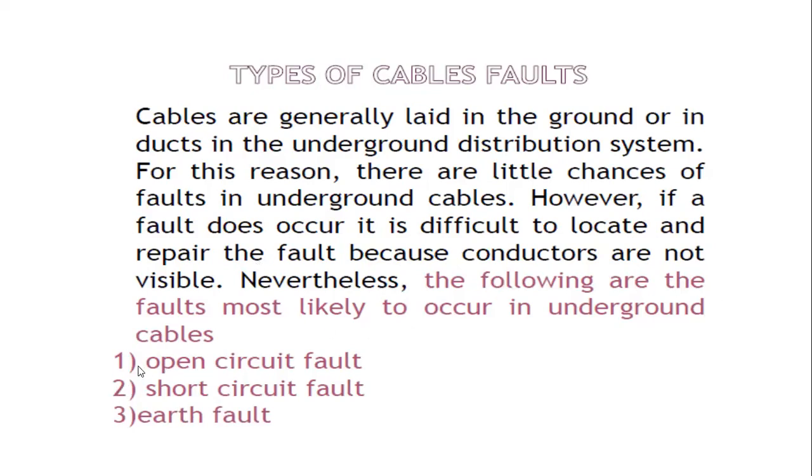The following are the faults that will be obtained in underground cables. The first one is the open circuit fault. The next one is the short circuit fault. The next one is the earth fault. These are the rarely obtained faults in underground cables: open circuit faults, short circuit faults, and earth faults.